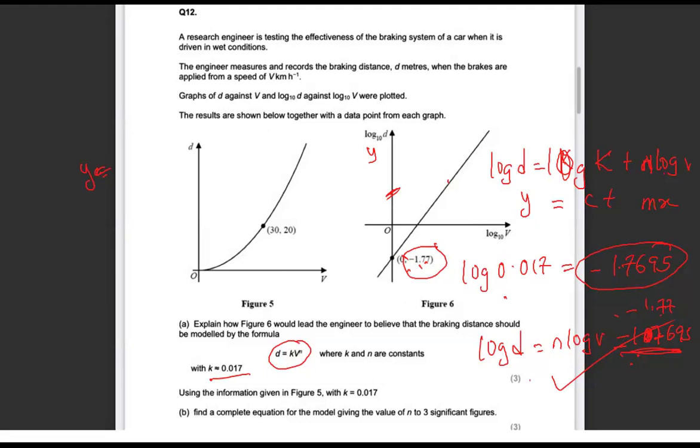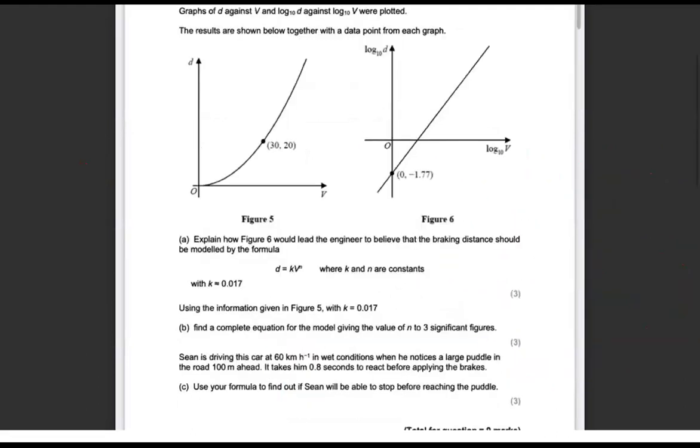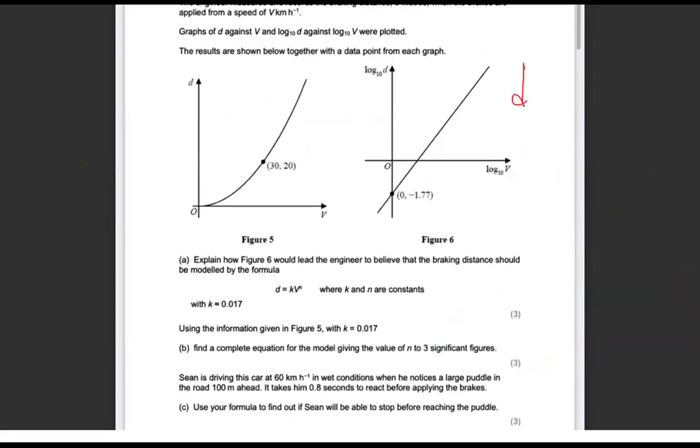Now look at the second part. It says to find a complete equation for the model, given the value of n, to three significant figures. Since you know that D equals K V to the N, what is K? K is 0.017.